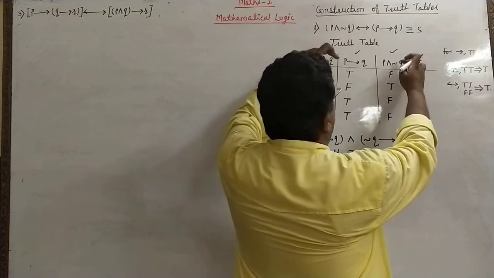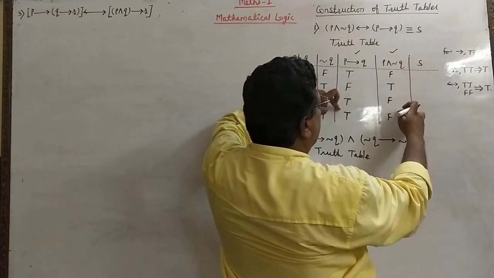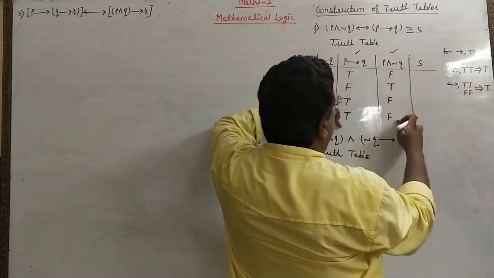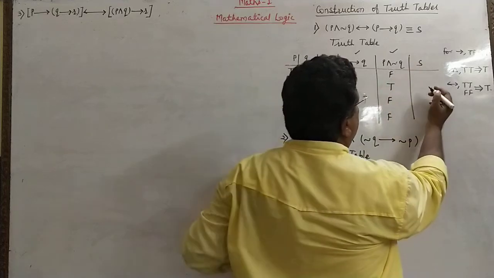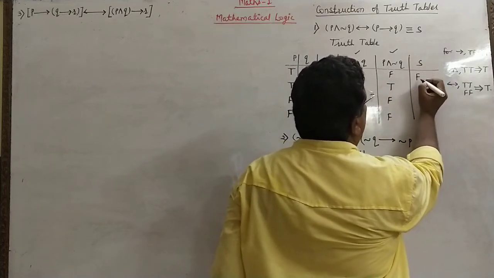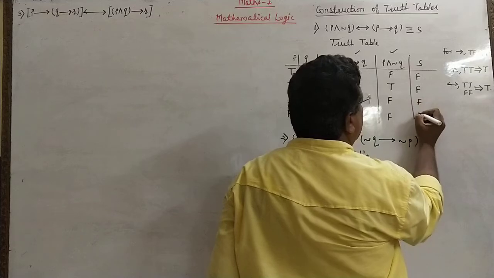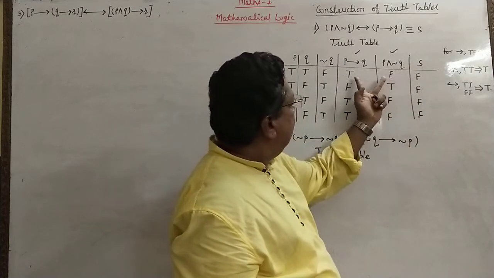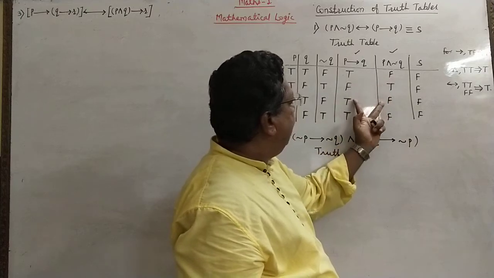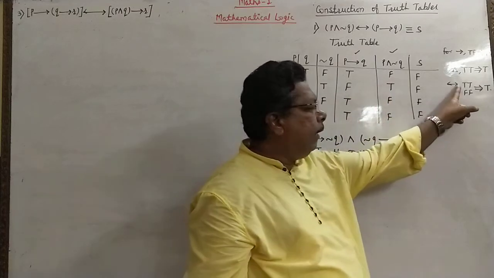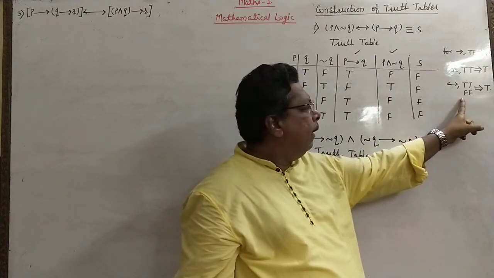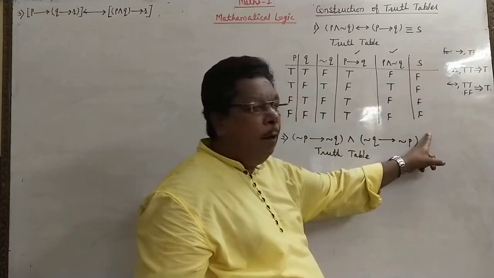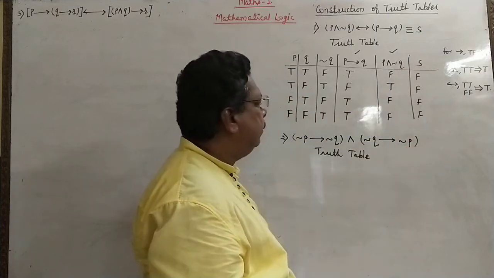Now observe column number 4 and 5. There are no same values anywhere, therefore all are false. TF, FT, TF, TF. This condition is not satisfied anywhere, therefore all are false.